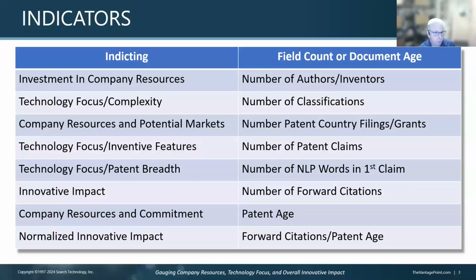On the left, just what are we indicating? And on the right, the fields where we'll explore count elements and look at date ranges based on the type of indicator, or what we are looking at. When you think about an invention that has 10 inventors, a company is spending a lot of money paying those people to develop their ideas, versus an invention with one or two inventors.